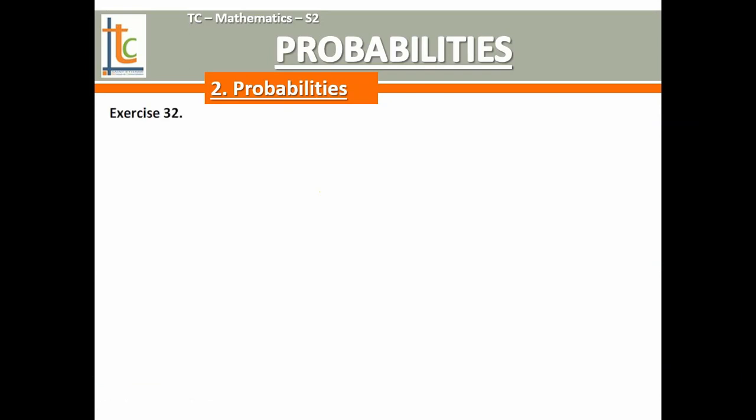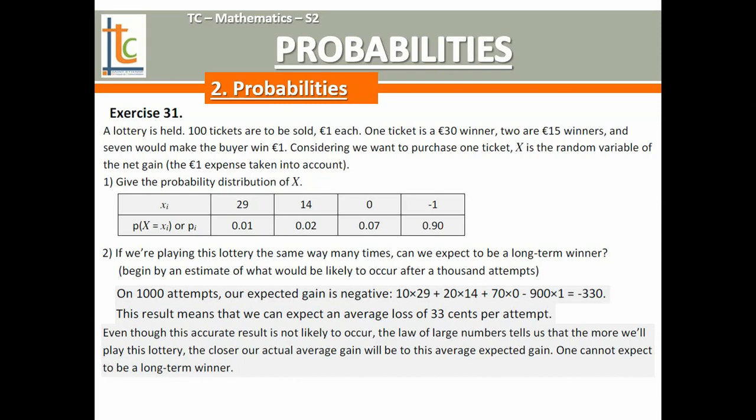So to go a little bit further, we've got exercise 32 that goes back to the data of exercise 31. Calculate the expected value and the standard deviation with the data of exercise 31 and comment. So at this point, I have to explain to you that you are not obliged to calculate by hand these parameters, expected value and standard deviation.